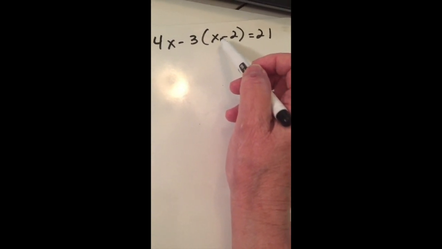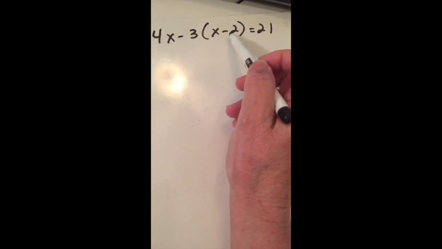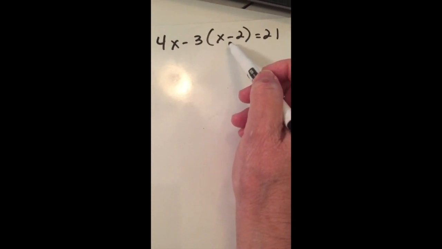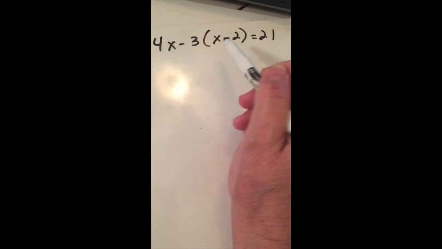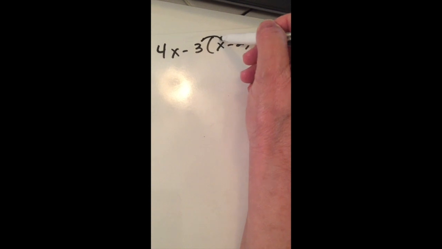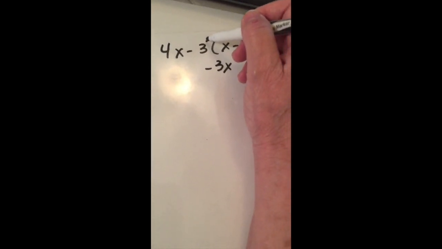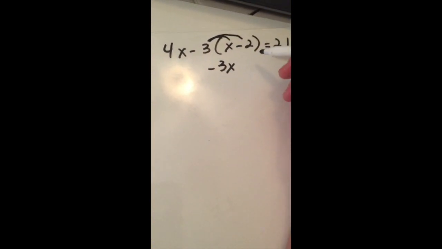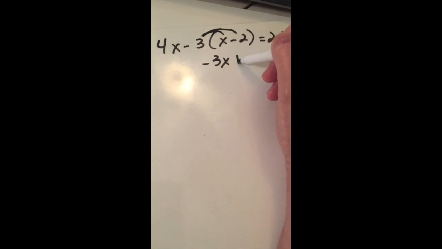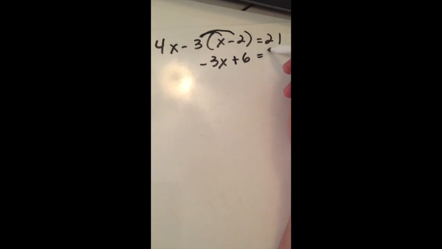One of the most common mistakes I see is when students distribute, they distribute to the first term, but they forget to distribute it to the second term. And we've all made that mistake before. Just kind of catch yourself and pay attention and slow down. So we have negative 3 times x, which gives us negative 3x. We have negative 3 times negative 2. Remember, a negative times a negative is a positive, so it's plus 6. And we're just going to bring down the rest of the equation.